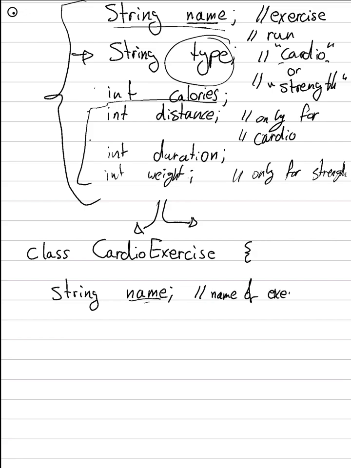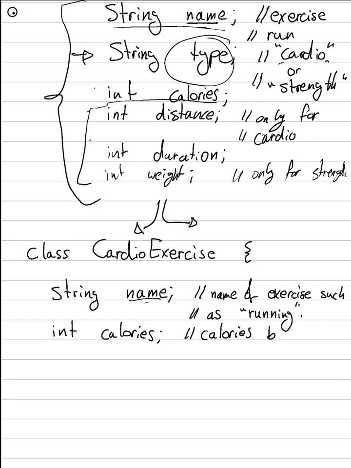Name of exercise, such as running. All right. You said name. What else did you say? An amount of calories that are going to be burnt as well. Uh-huh. It's int calories. Mm-hmm. And then a distance that you have run, for example.